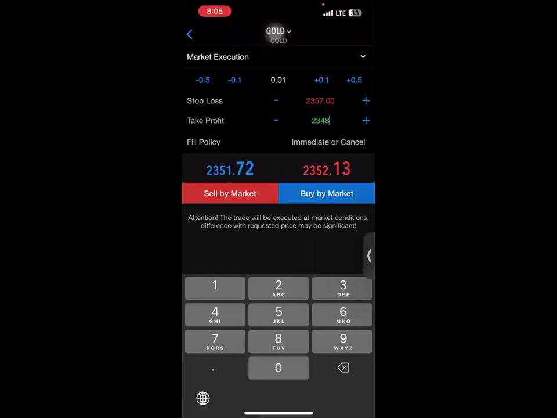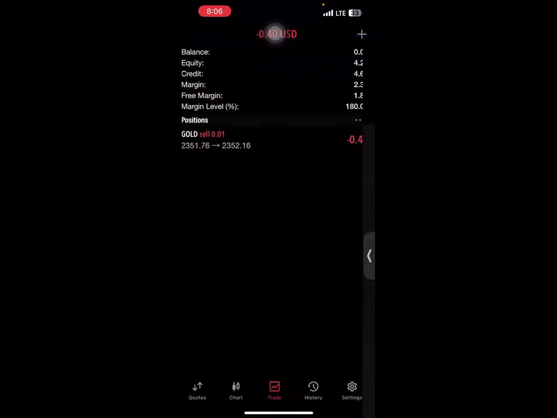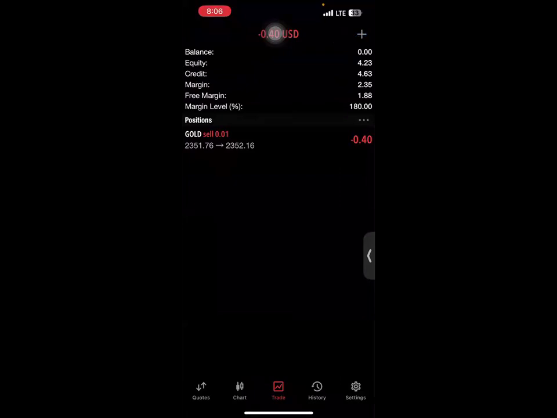Then we use sell by market. This is an instant execution. As you can see, Gifty has market execution. Market execution is the same thing as instant execution. It means that you're entering the trade right now, immediately. So all you need to do is click sell by market. Good. So we've entered this trade.